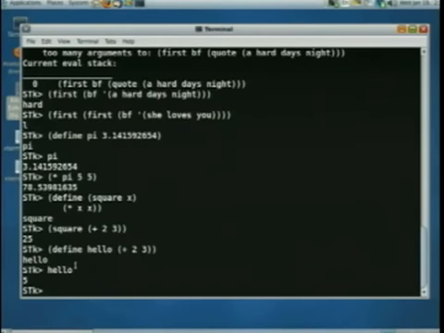Oh, yeah, special forms. There's about a dozen of them. Define is the first one that you're learning, and we'll see a couple more as this week progresses.